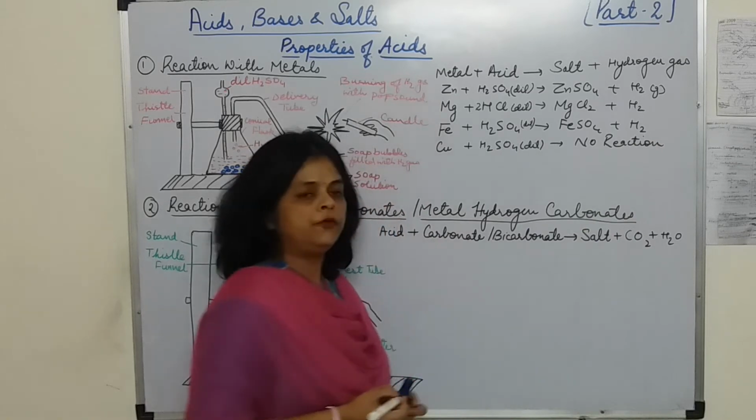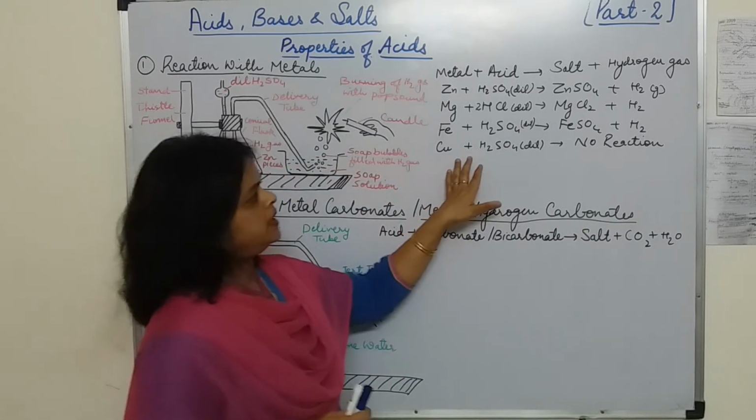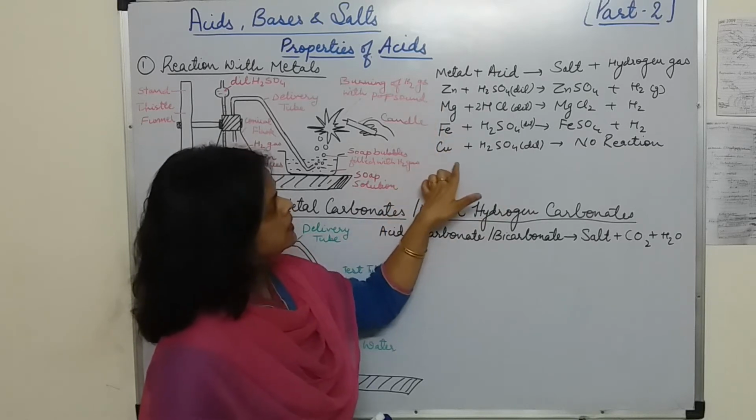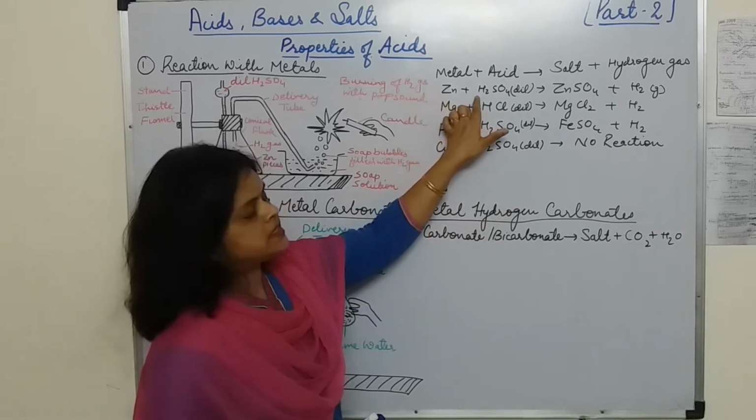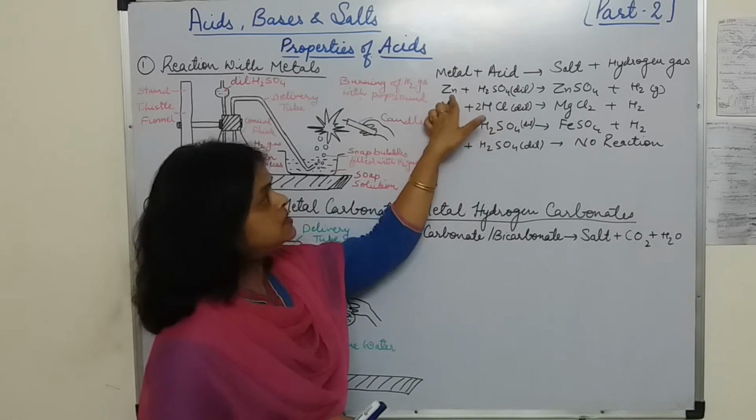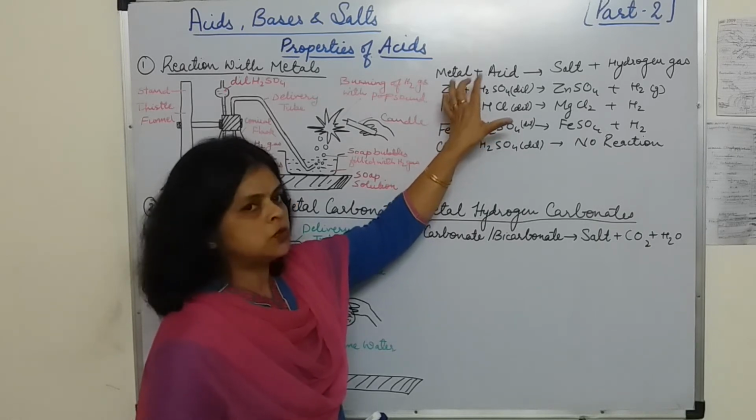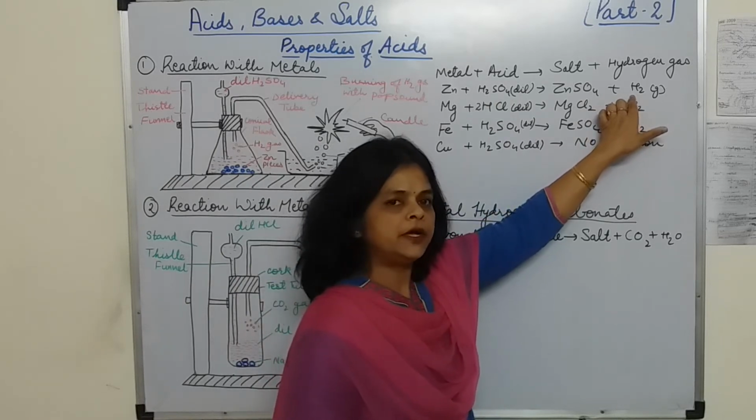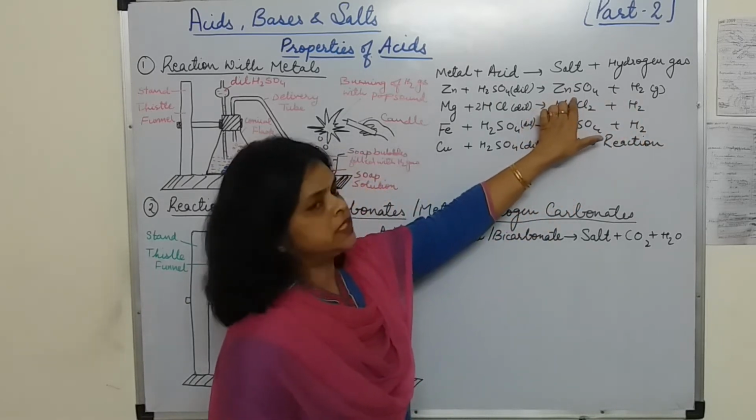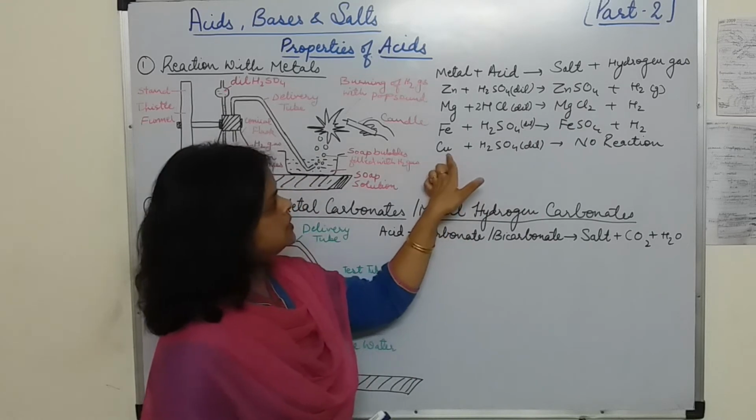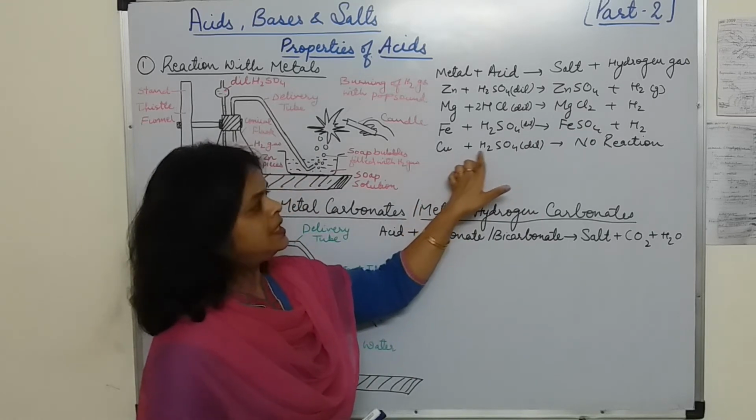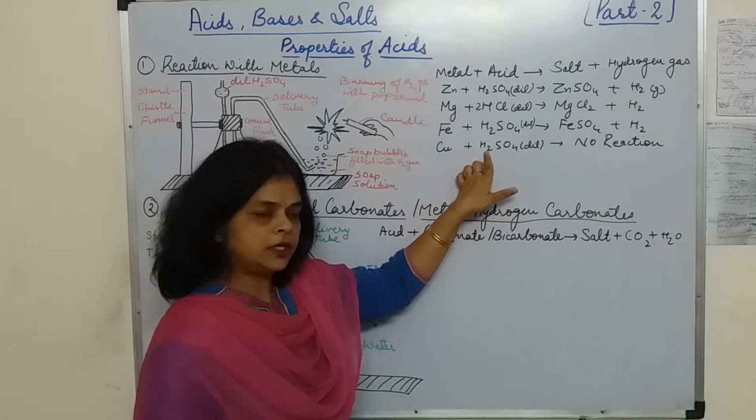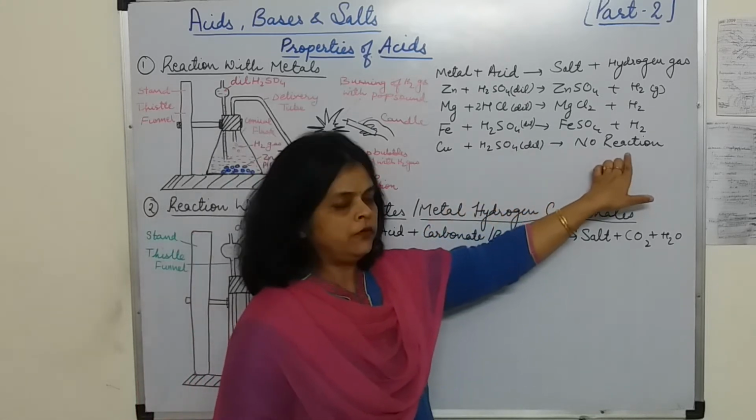There will be no reaction. How can we explain this observation? We can see in all the reactions, zinc is displacing hydrogen. Zinc is more reactive than hydrogen, so a displacement reaction occurs and hydrogen comes out in the form of hydrogen gas and a salt is formed. But in this reaction we see that copper is less reactive than hydrogen, so a displacement reaction cannot take place, so there will be no reaction.